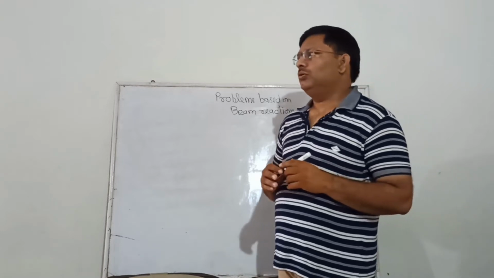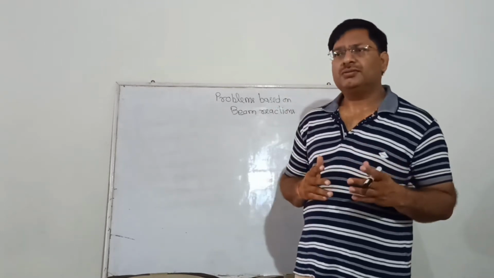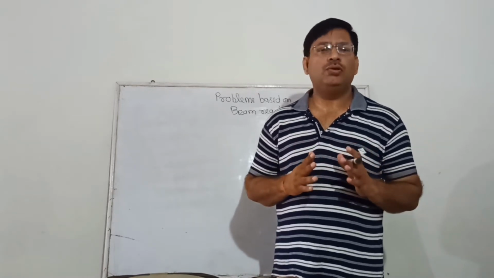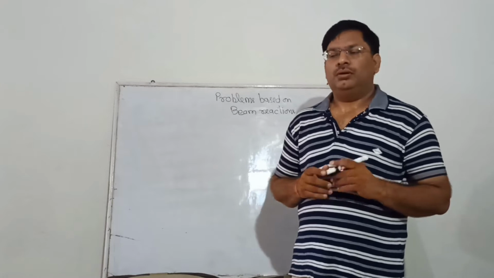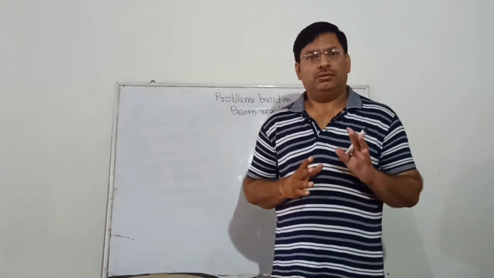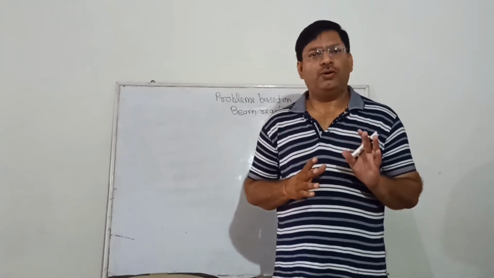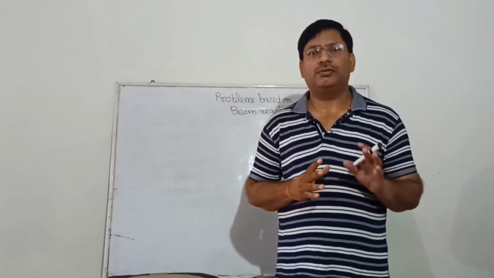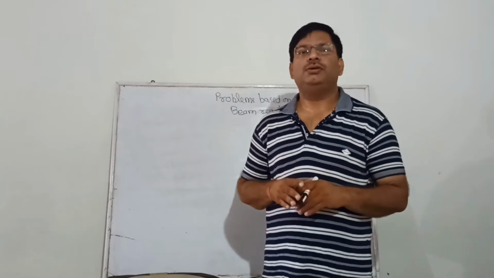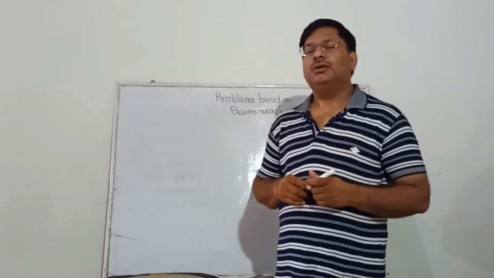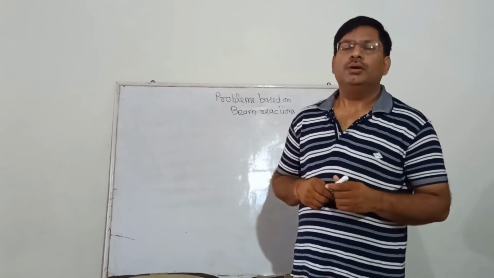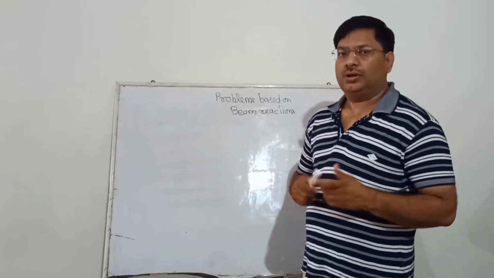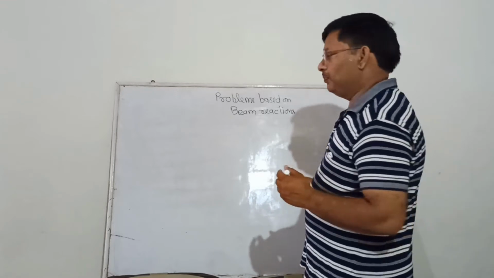As we have already discussed, the value of support reactions can be found out by using the equilibrium equations. The equilibrium equations are three. First one is sum of all horizontal forces must be 0, sum of all vertical forces must be 0 and sum of all moments must be equal to 0. So by using these three conditions of equilibrium we will determine the value of support reactions. Now let's take some numerical examples.